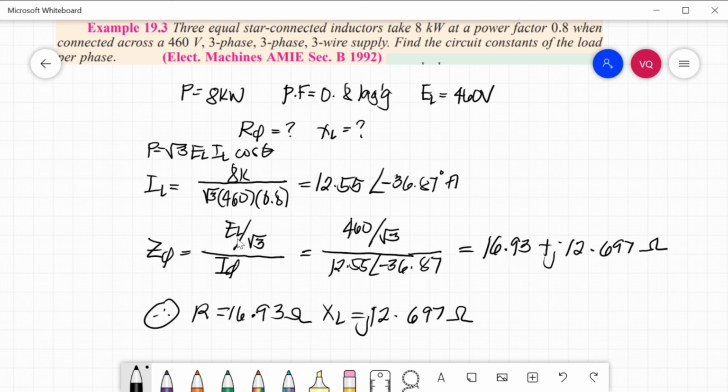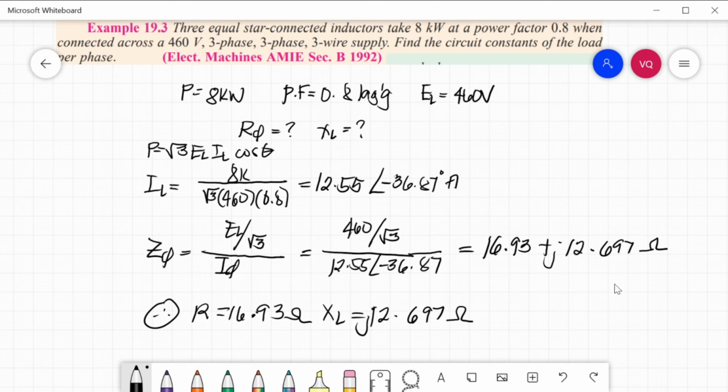We can solve now your per phase impedance. That is equal to, we need to solve the E phase because our parameters here are already in per phase. So the voltage should also be per phase. EL divided by square root of 3 divided by I phase. In Y connection, I phase and IL are equal. So 460 divided by square root of 3 divided by 12.55 angle negative 36.87.